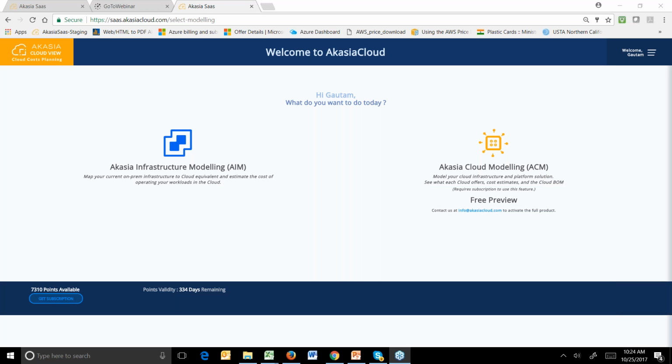All right. So in the demo, I have two products that we're going to talk about today. The first product is the infrastructure modeling product, AIM. This is the product I would use as I plan to do a lift and shift or lift and optimize of my applications currently on-prem to the cloud.